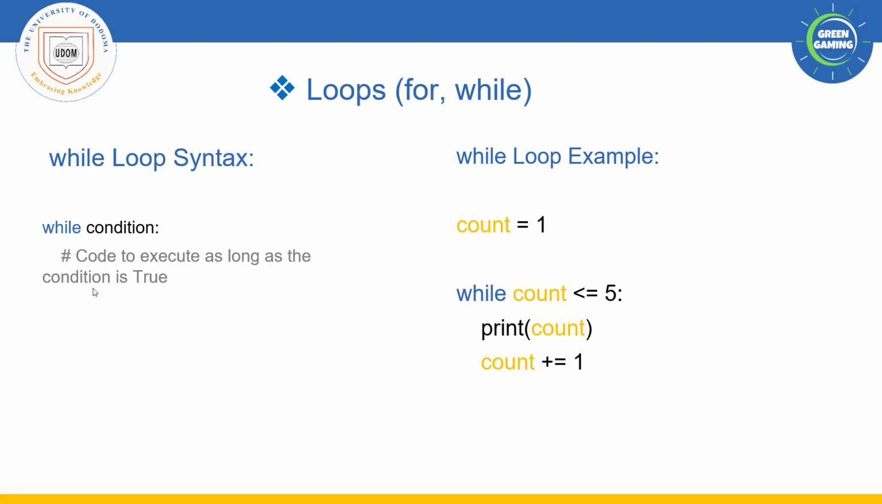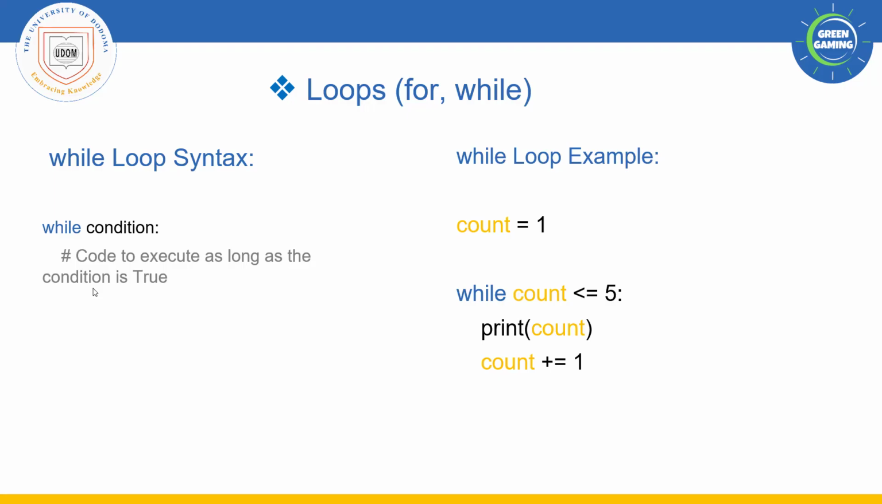So what does this do? First, it checks count, which is equal to 1, so I replace count with 1. Is 1 less than or equal to 5? It is true. So it will print count. What is count now? Count is 1. After that, count is equal to count plus 1. Remember that? It is just like count equals count plus 1.